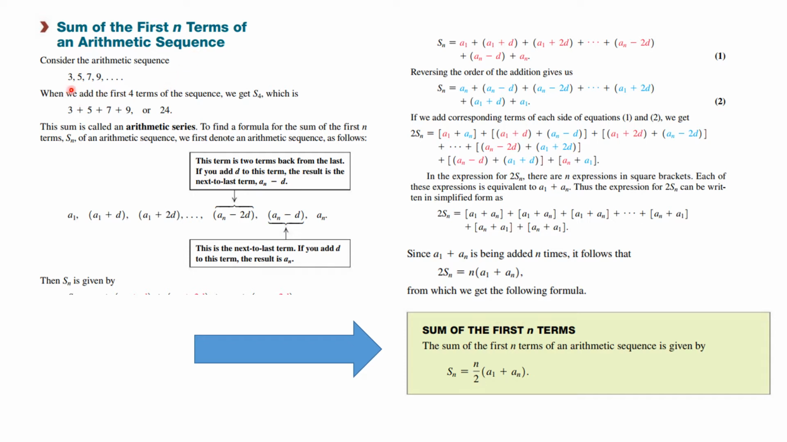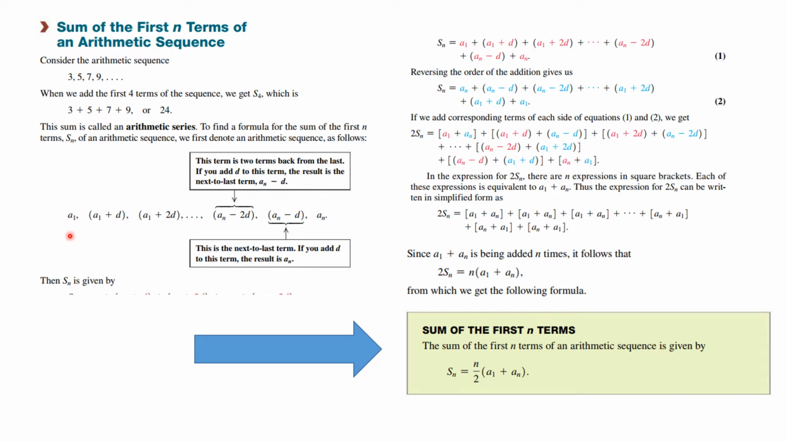So let's start with this arithmetic sequence. Again, the initial element is 3, and we're adding 2 each time, so the difference is 2. But now what we're doing is adding these together, and this would be what we're going to call S4, the sum of the first 4 terms, and if you added those together you would get 24. This sum is called an arithmetic series, meaning we add them together. And to find a formula for these things, we're getting a formula for Sn.